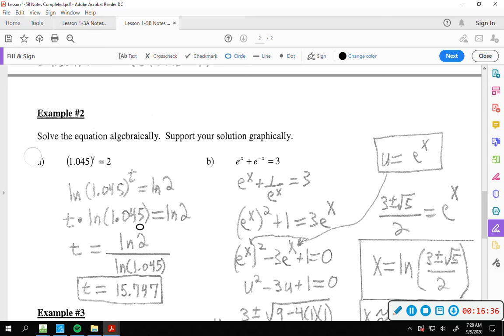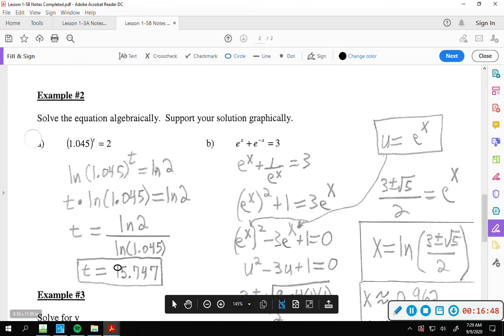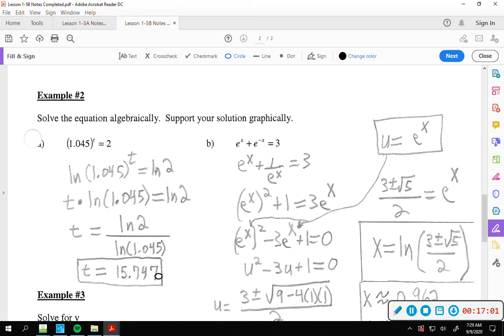Now this is just a number. Divide both sides by the natural log of 1.045. And here it is. And they're trying to give you values. I think you actually run into this in some of the word problems. If you type that into your calculator, you get 15.747. And notice that we're using T here, so that's probably years or days in some type of practical application. Okay? Example number 2, B, is the toughest one.